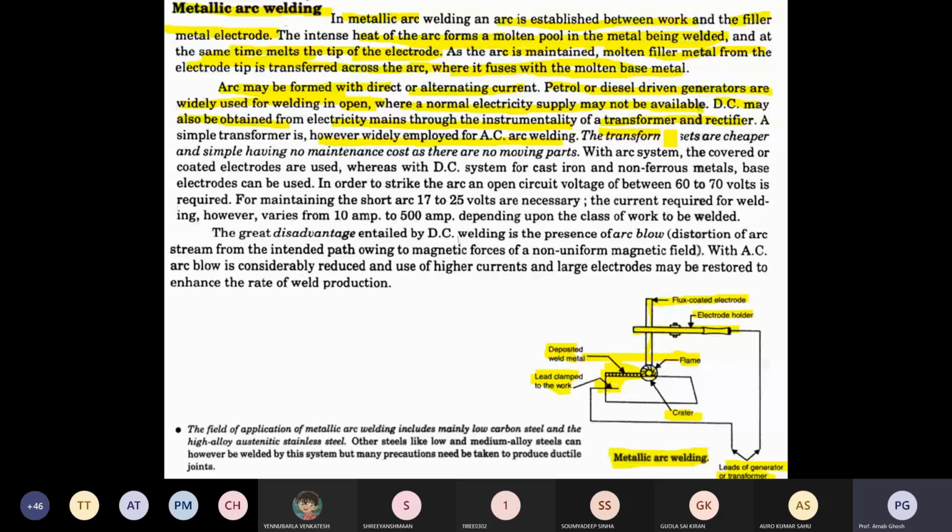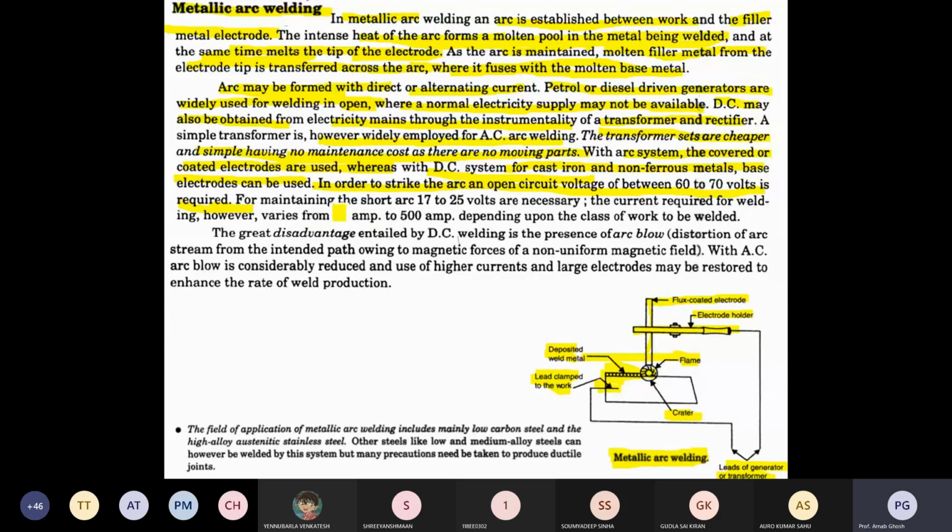The transformer sets are cheaper and simple, having no maintenance cost as there is no moving part. With the AC arc system, the covering or coating of the electrodes is normally used, but with the DC system, cast iron and non-ferrous metal base electrodes can be used. In order to strike the arc, an open circuit voltage between 60 to 70 volt is required. Okay, so all those are the important features.